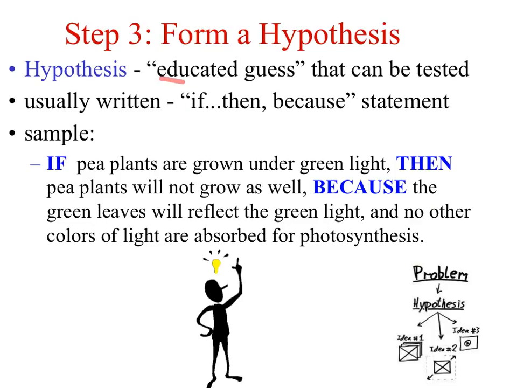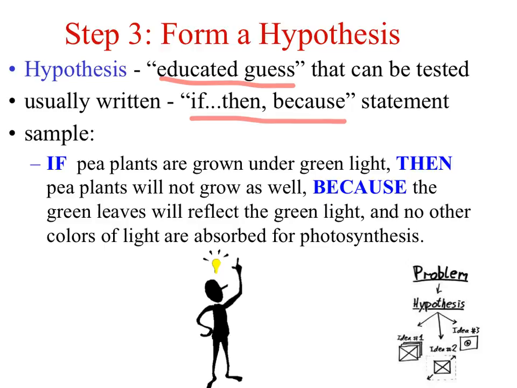Now, our hypothesis is an educated guess. It has to be written if, then, because. If this happens, then that will happen because, and then you have some reasoning. So if this is done, then this will happen because of logical reasoning.